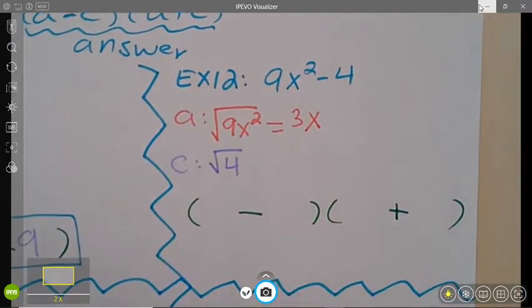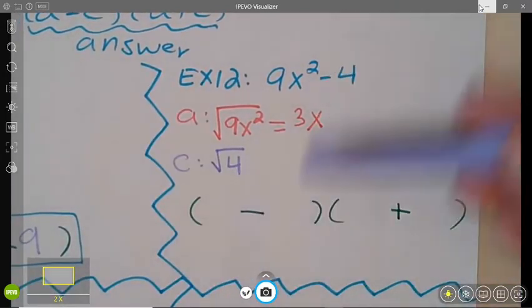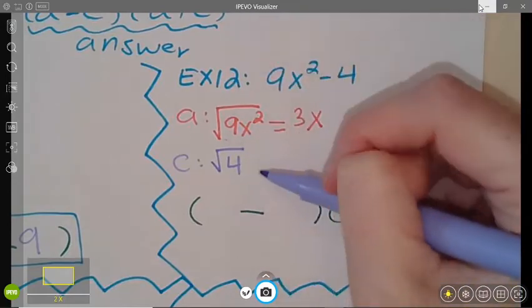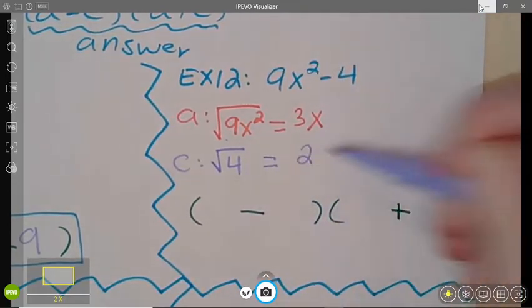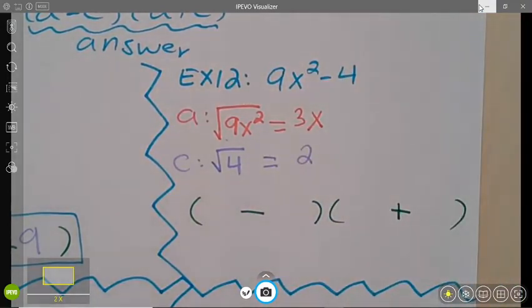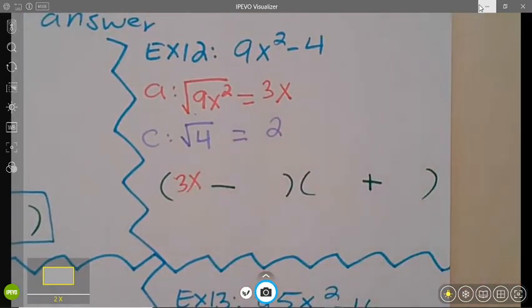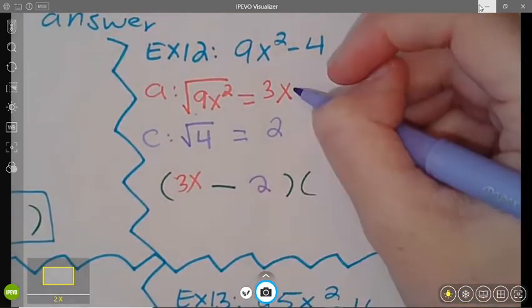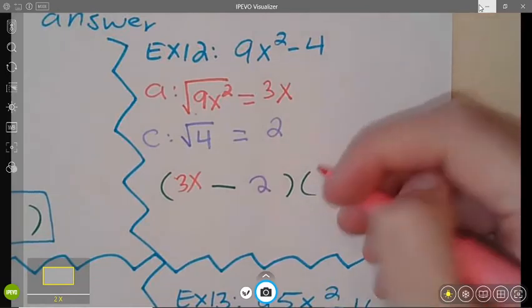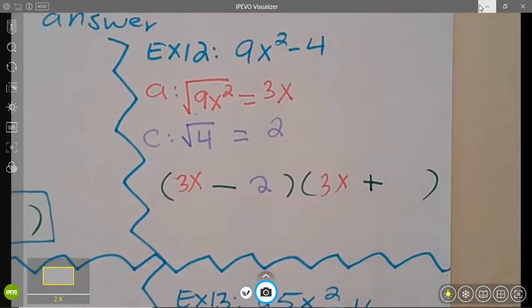Okay? And then what is the square root of 4? What times what gives you a 4? That would be a 2. Nice job, you guys. And then after that, all I do is subtract one time. I subtract the a and the c, and then I add them. So 3x minus 2 and 3x plus 2.